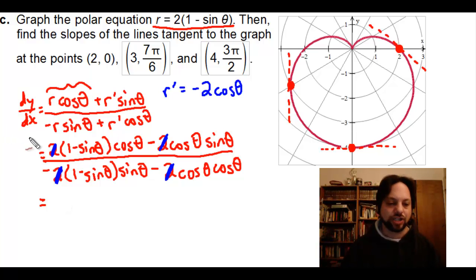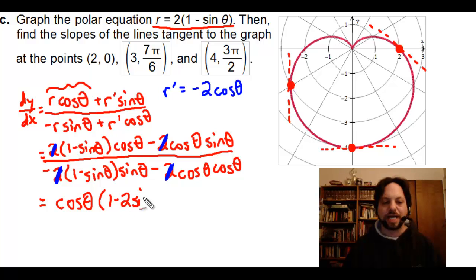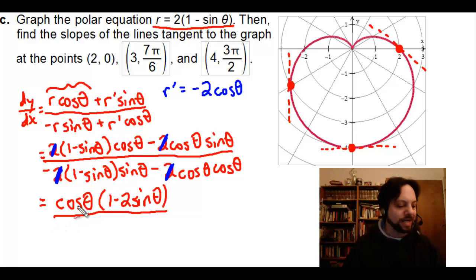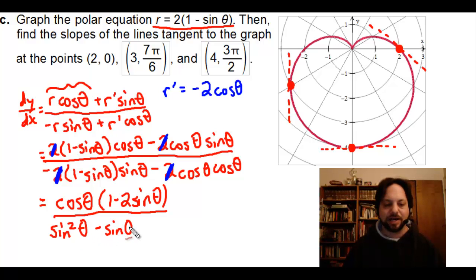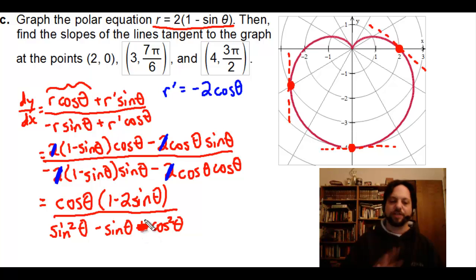So, hopefully you've given it a shot now. When I simplified this, and this is fairly ugly, but in the numerator, I was able to factor out a cosine theta, and when I did, I was left with 1 minus 2 sine theta. That's what I ended up with in the numerator. It's still ugly, but it's a lot better looking than it was before. In the denominator, I can write this a couple different ways. You probably have sine squared theta minus sine theta, and then minus cosine squared. This is probably what you have, and that's perfectly fine.